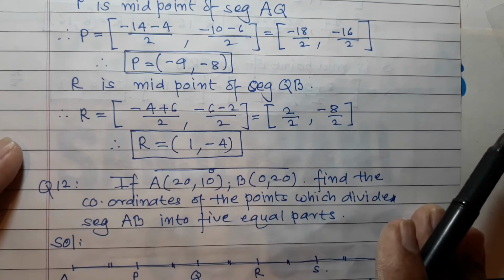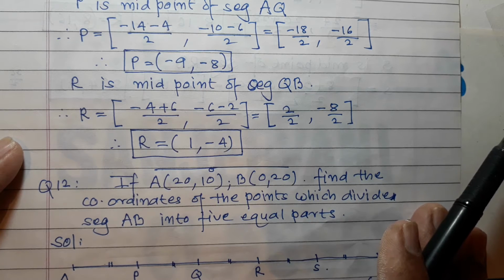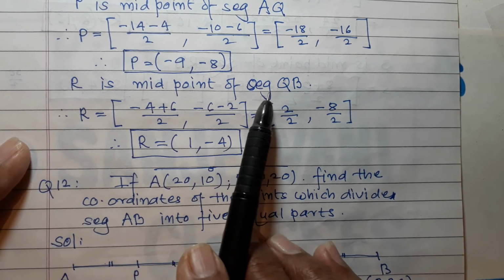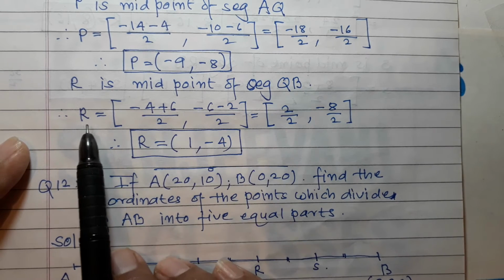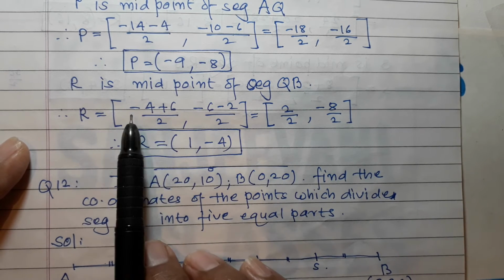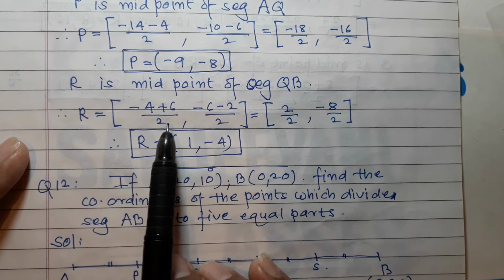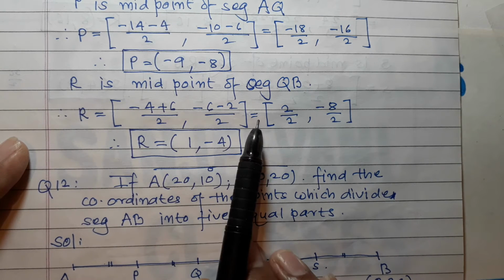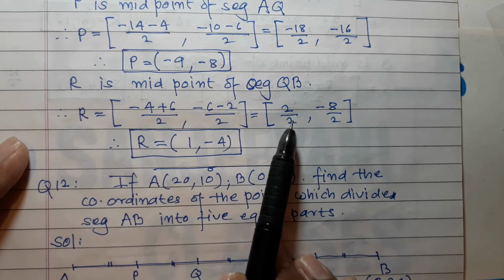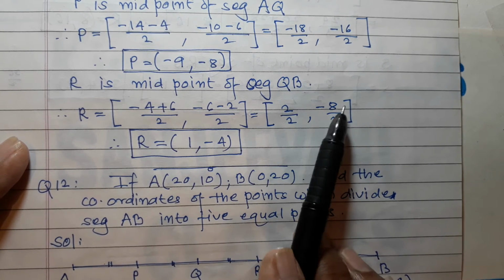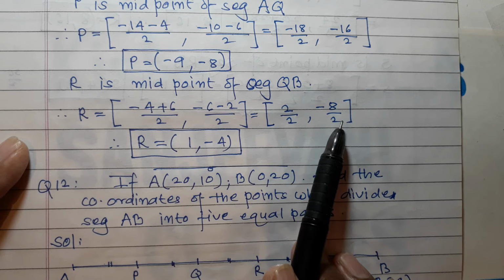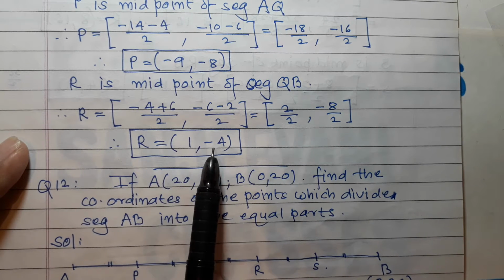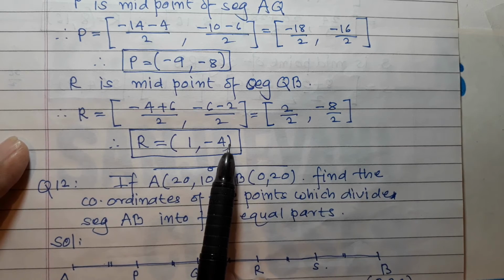And then finally find the coordinates of R. R is the midpoint of seg QB and therefore R is equal to ((-4 + 6)/2, (-6 - 2)/2) is equal to (2/2, -8/2). So therefore R is equal to (1, -4). Okay.